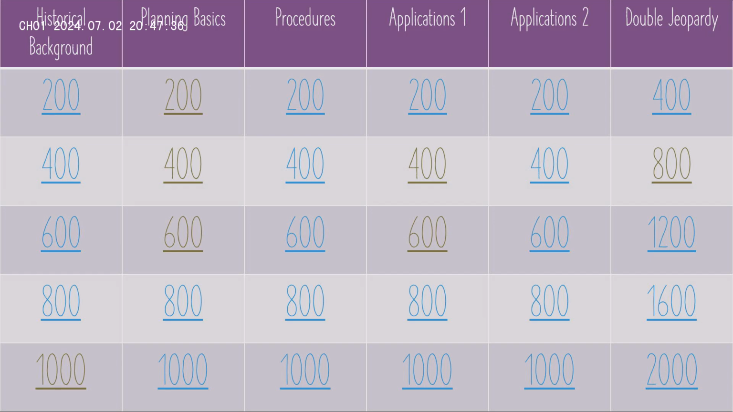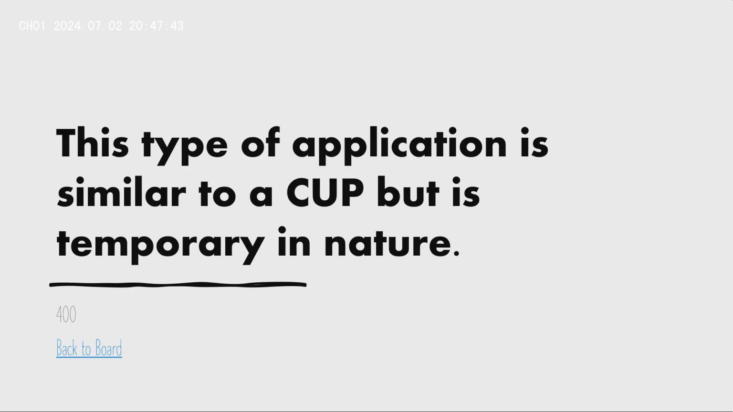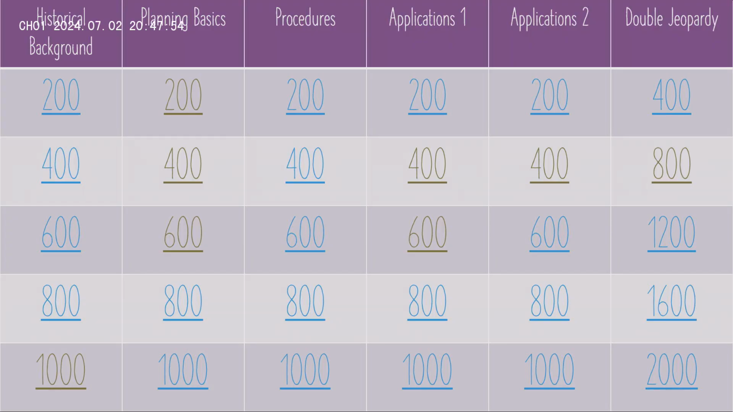Well, let's see what's under applications 2 for 400. This type of application is similar to a CUP, but it is temporary in nature. IUP, interim use permit. Yes. And the next one for you then.